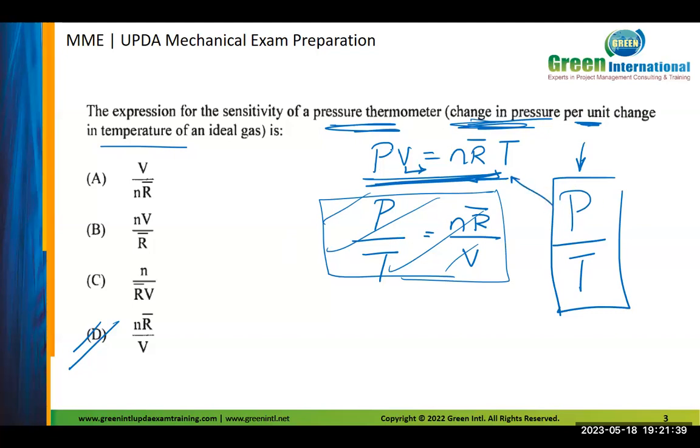This is P on this side, keep it as it is. Temperature is down, so it means I put it on the other side. In this case, we need to remove volume from this side and put it on the other side. This is what is happening. Okay, fine now.